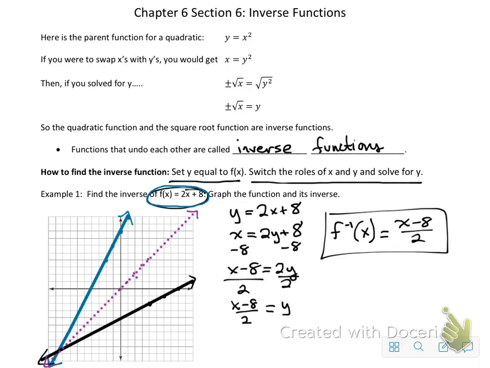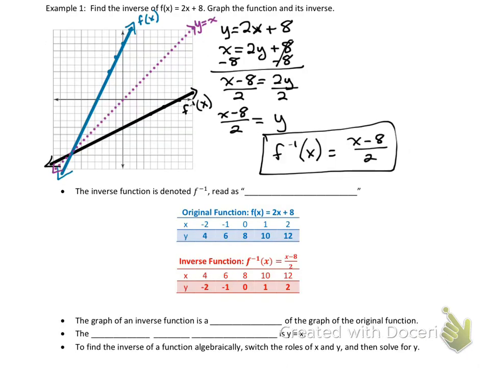That's a reflection. So let's use this information that we've just found out to fill in the blanks below. The inverse function is denoted f inverse, f to the negative first power, and is read as f inverse.